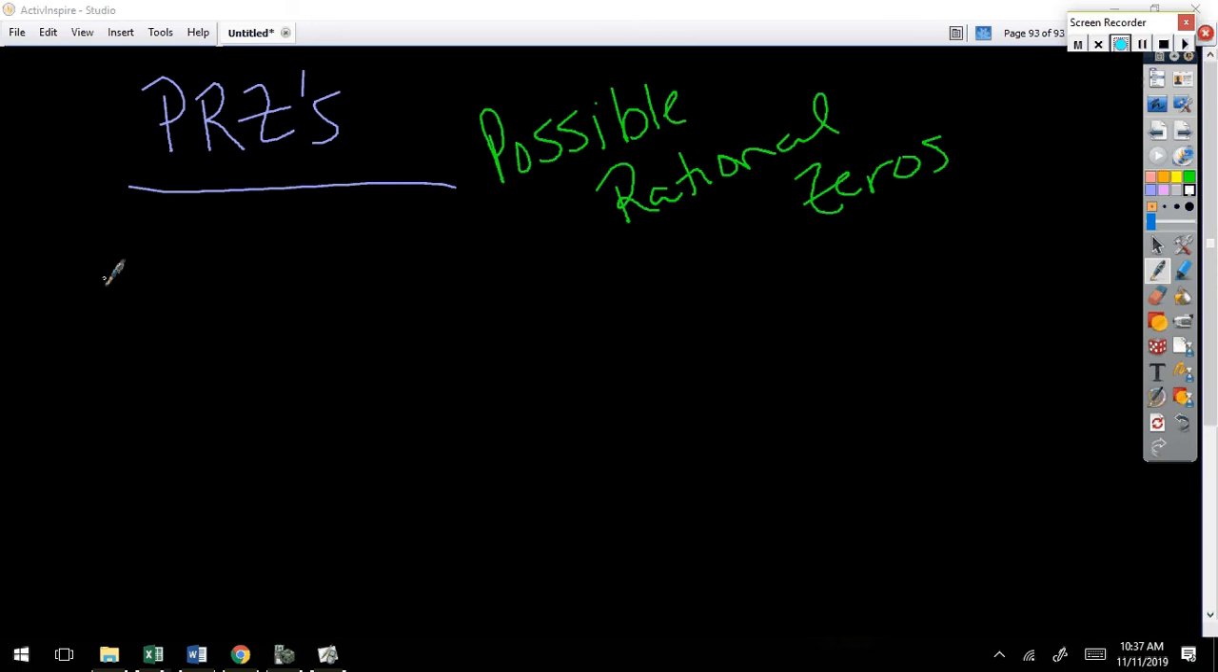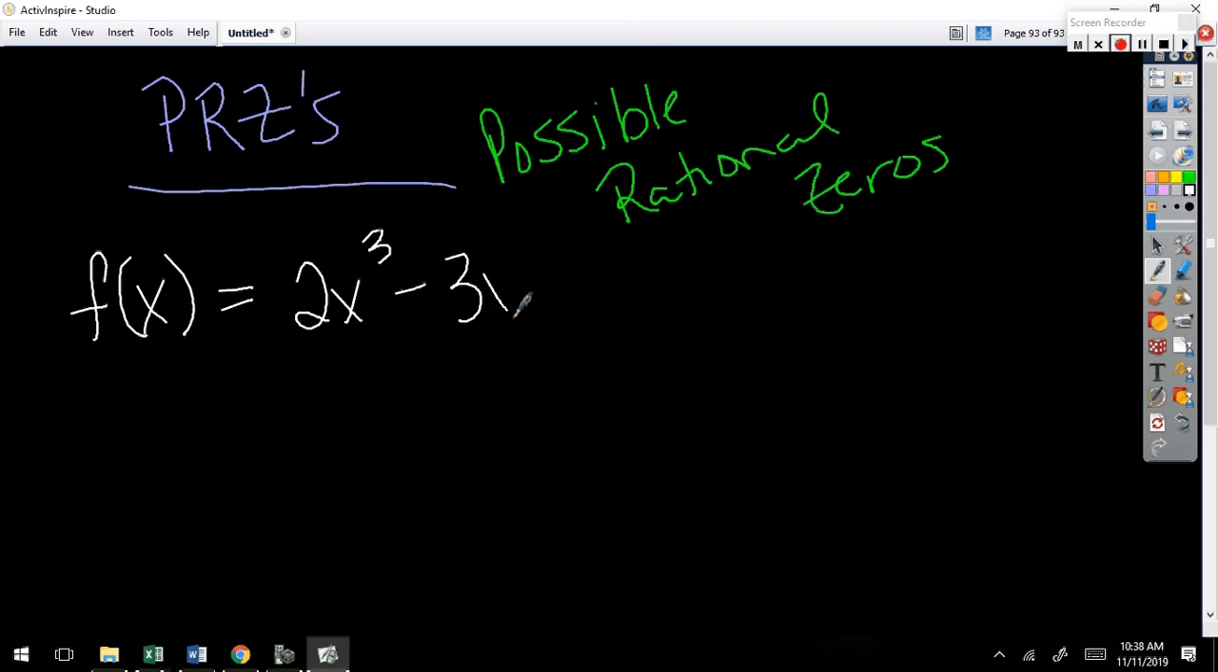I'm going to take this polynomial. This is kind of where we bring everything together. And this is always a last-ditch thing, the PRZ. Let me use the example that I used. All right, let's say I have 2x to the third minus 3x squared minus 5x minus 12. Okay, here's my polynomial. If I just gave you that and I asked you to find the zeros algebraically, would you know what to do?